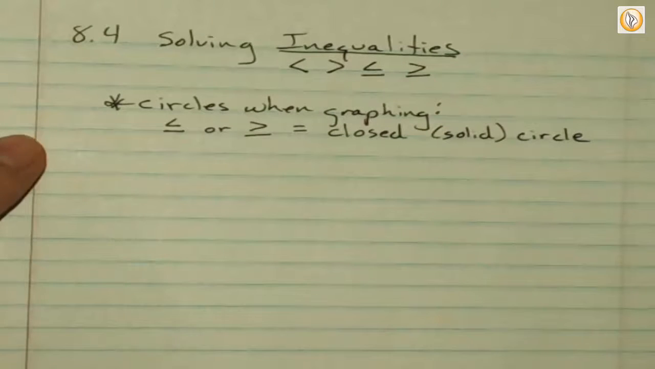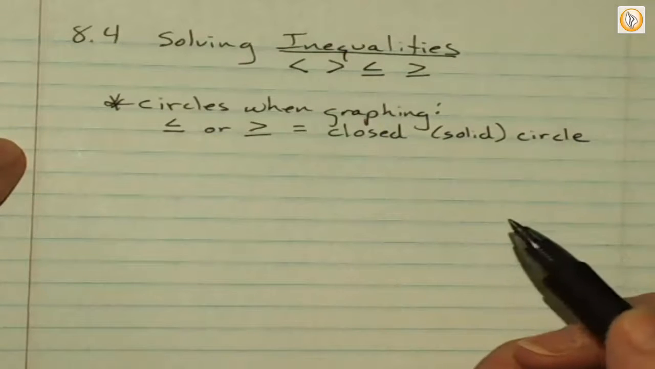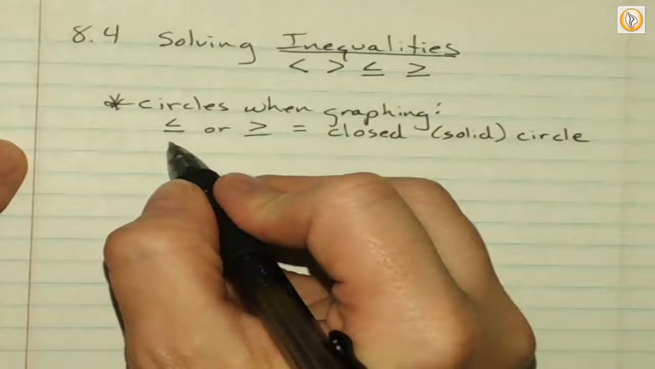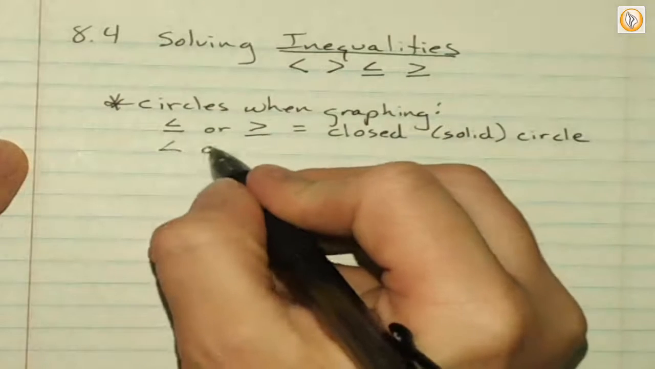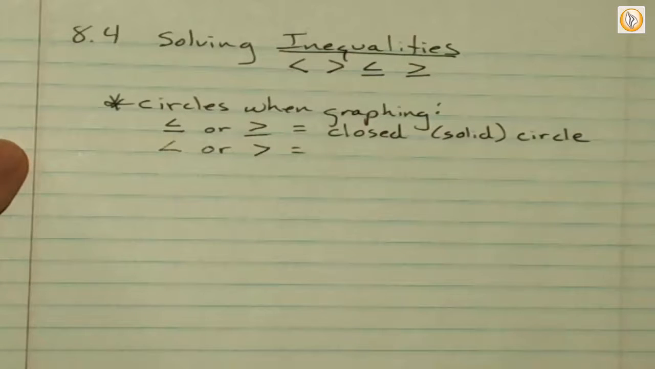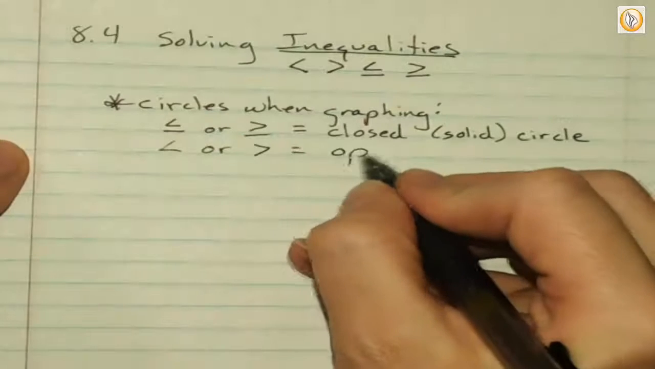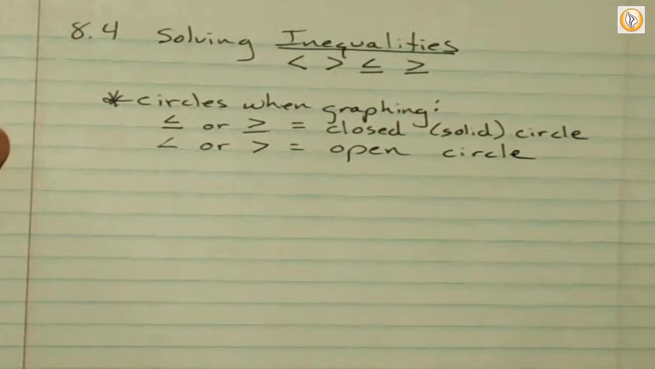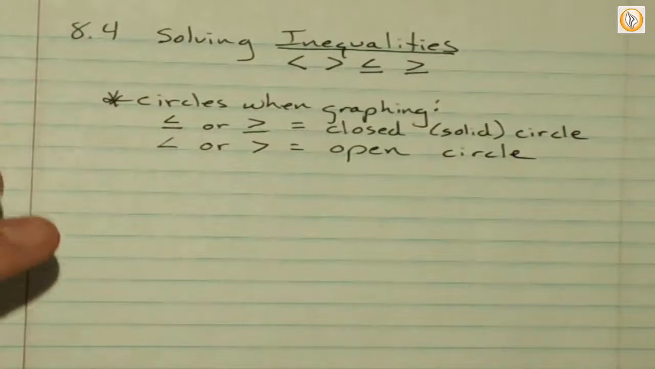Hopefully this is ringing a bell to some of you. Oh, I remember circles. Now, if you forgot which goes with which, open or closed, okay, that's why we're doing this. If I have just a regular less than or greater than symbol, Emily, would it be a closed or open circle? Very good, Emily. We're talking about an open circle because it's not going to include that particular number.